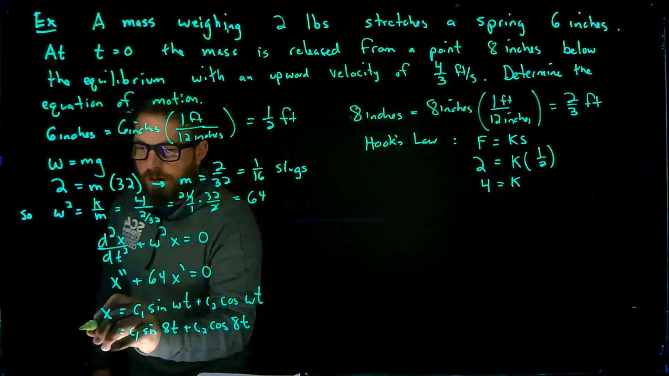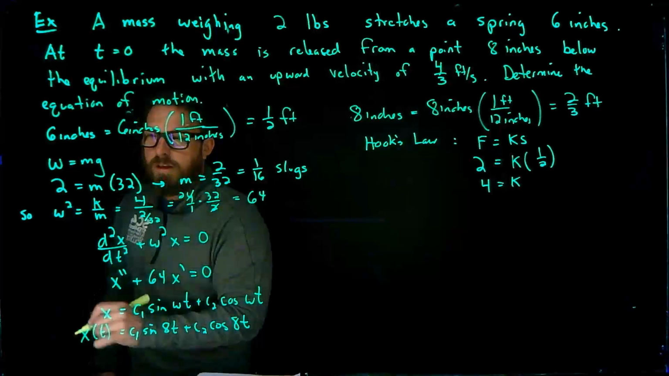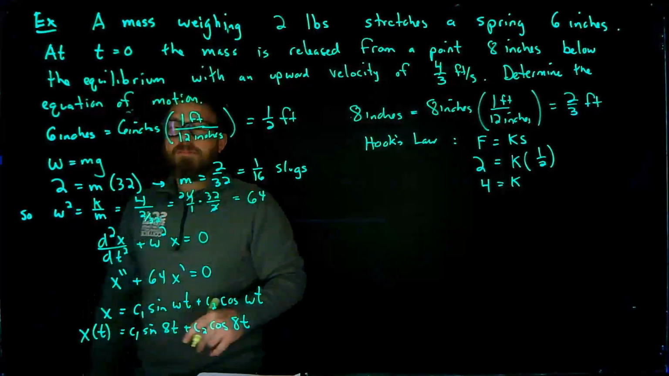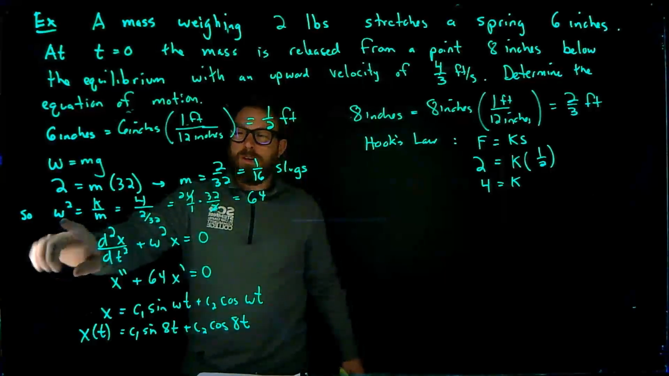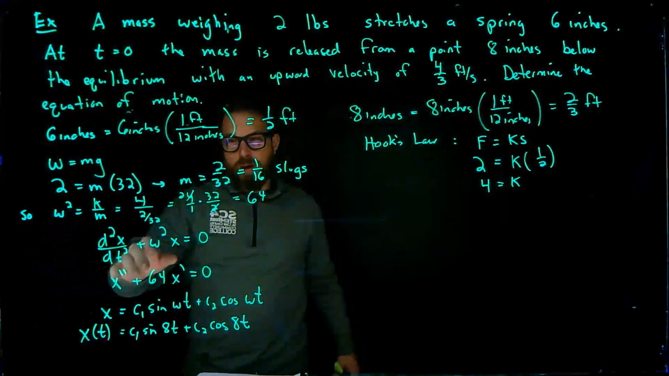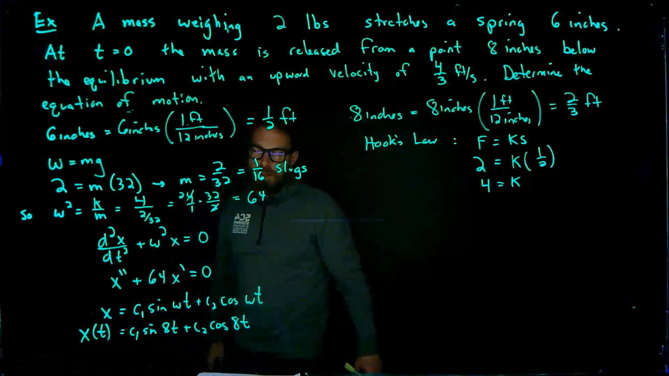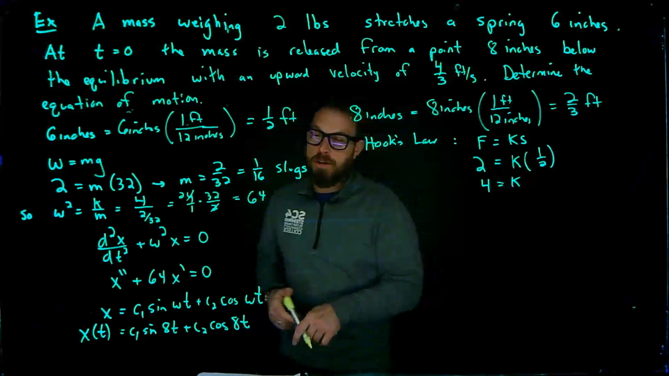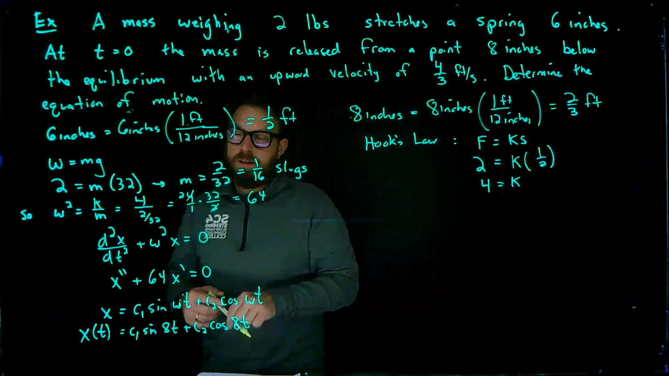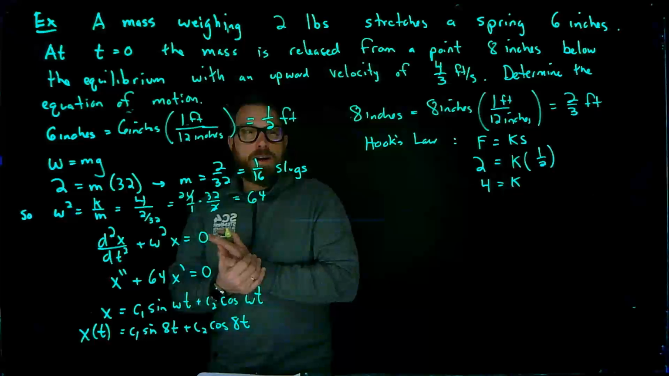So that is our solutions, which is neat. So really, once you know omega squared, you don't even really have to write the differential equation. You know how to solve these second order linear differential equations that happen to have complex roots. Boom, there it is. And now, how do you find C1 and C2?